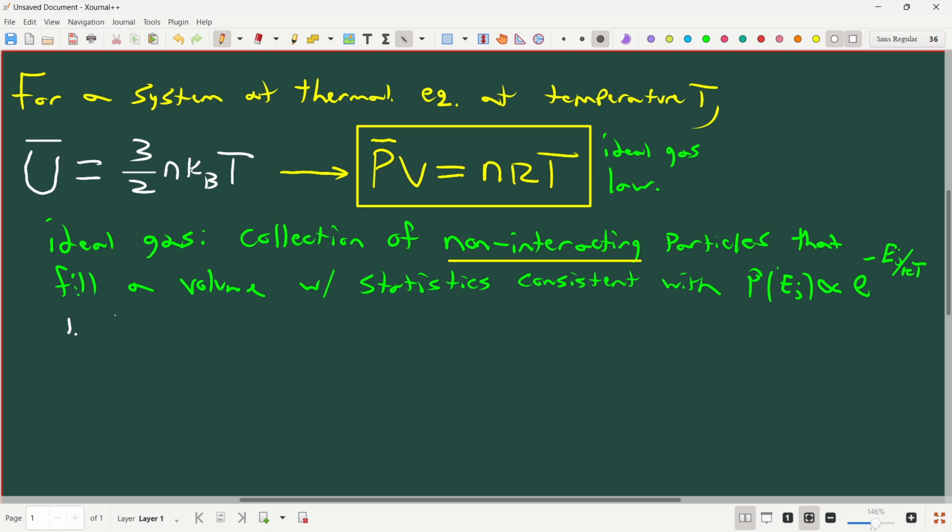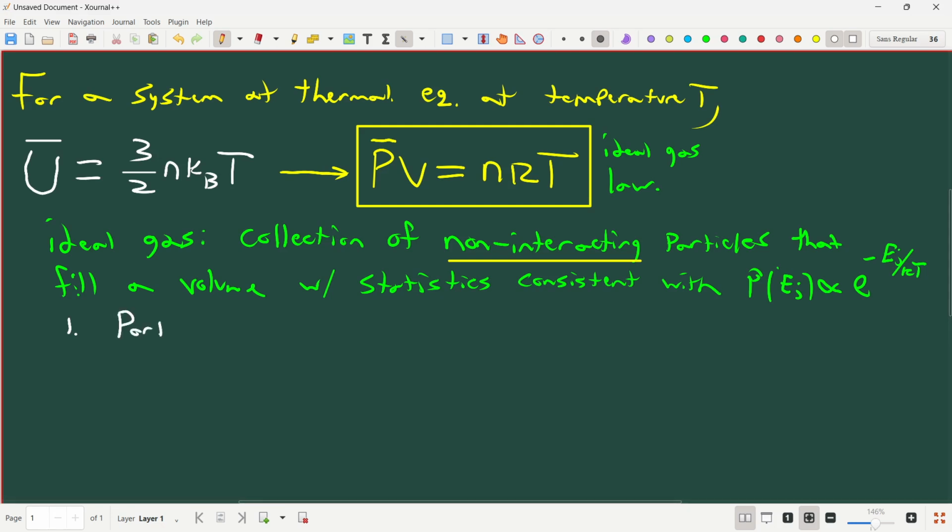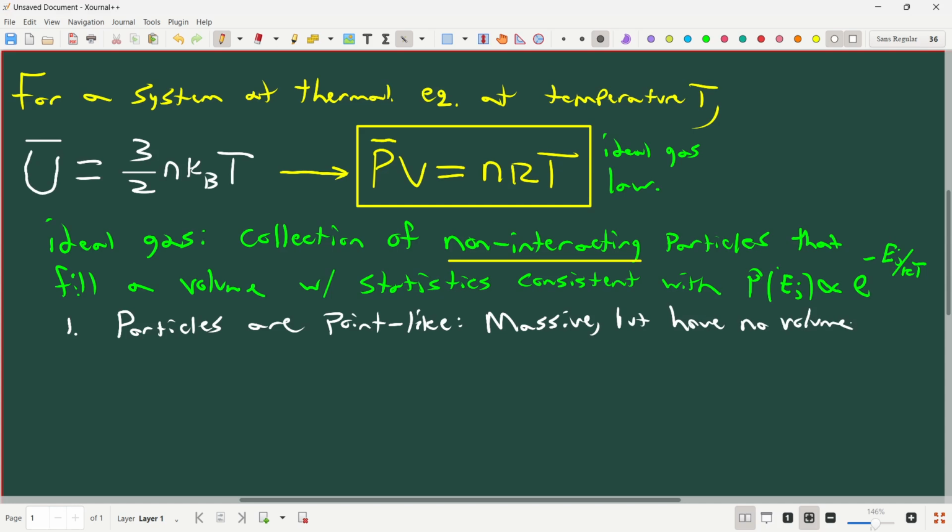One is that the particles are point-like. And what that means is they have a mass, they're massive, but have no volume. So each particle in an ideal gas is assumed to be a point in space that has a mass and some momentum. Okay. There's exactly one common particle in the universe that satisfies this property.